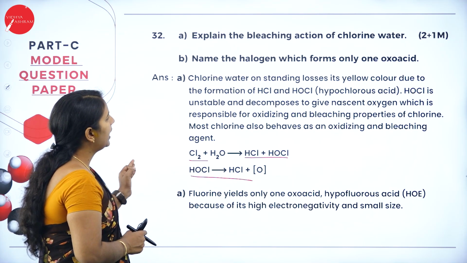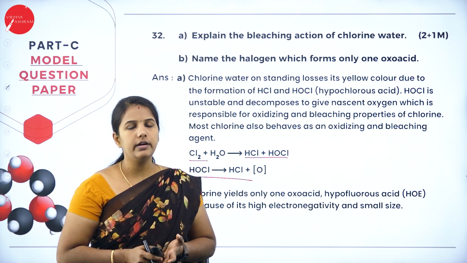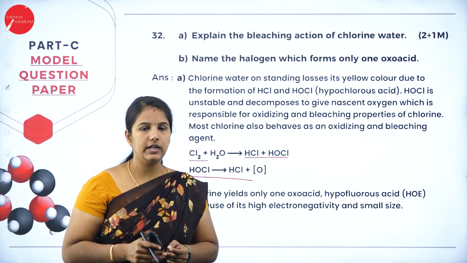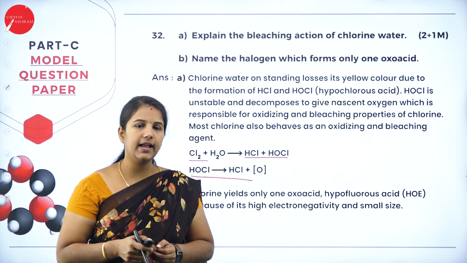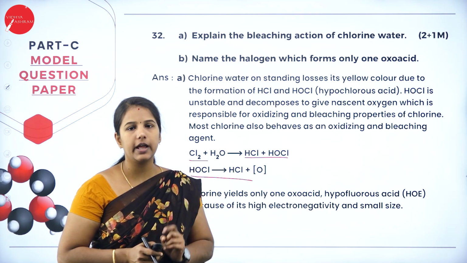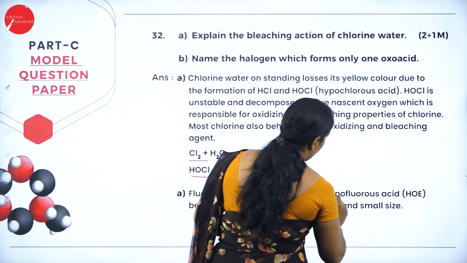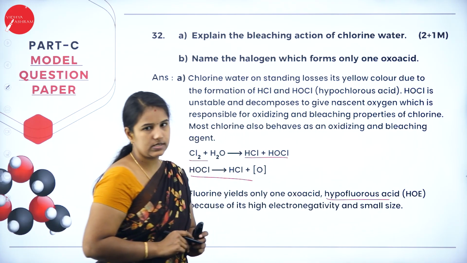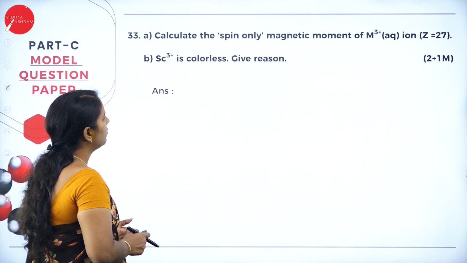Which halogen can form only one type of oxo acid? We all know that group 17 is the halogen family. Fluorine is the only element that can form only one type of oxo acid, and that oxo acid is hypofluorous acid.